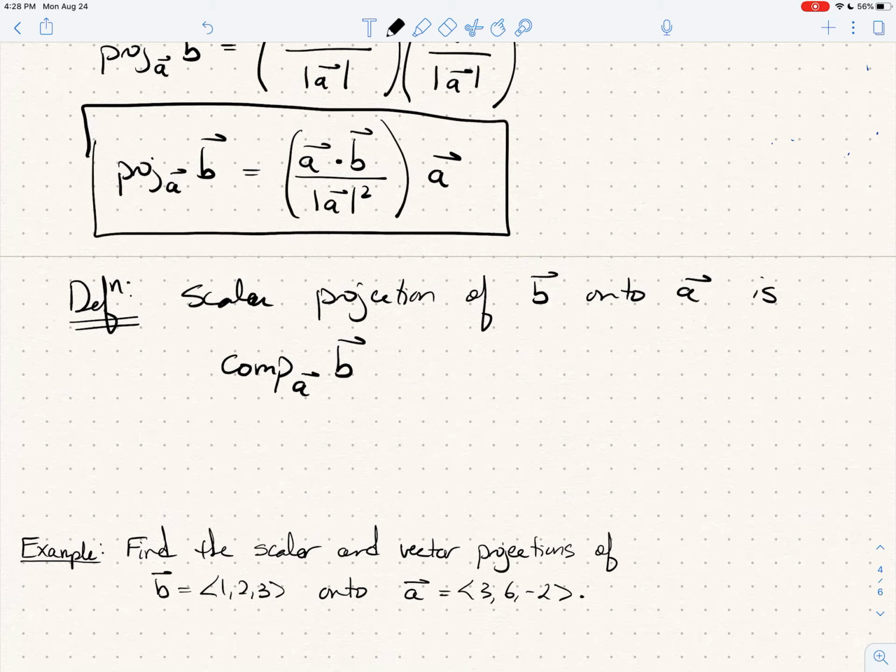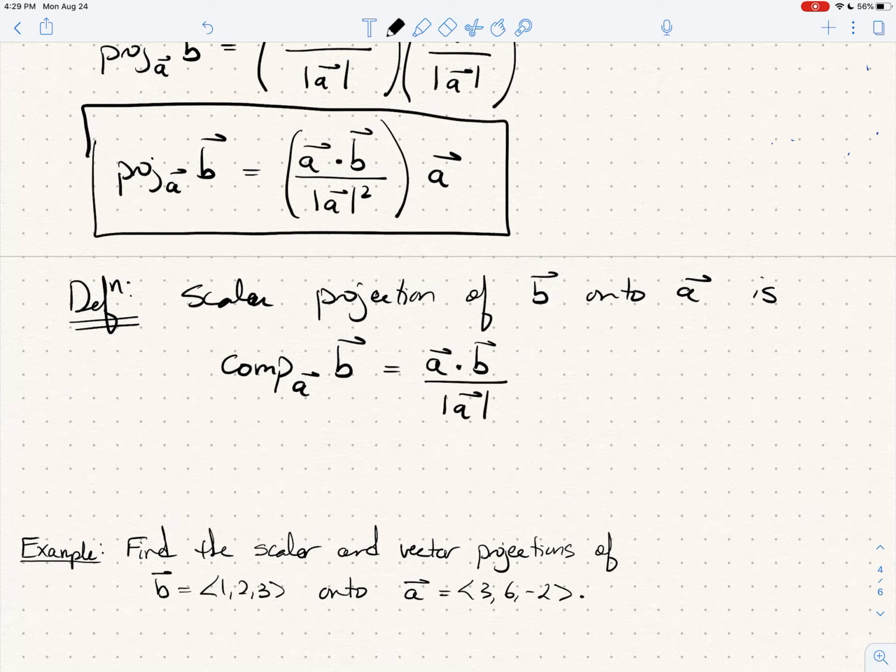Now the word comp might conjure up some memories of classes that you've had. That's not what we're talking about. There's no English stuff here. This is just standing for component. This is the scalar component. And so what on earth are we trying to say? Well, comp of B onto A, it's just that same C that we came up with before. It's A dot B over length A.